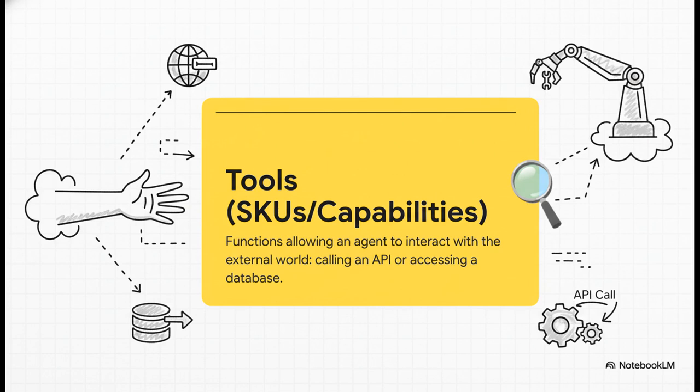This is also how we solve for memory. Short-term memory is pretty simple. You just pass context from one task to the next. But for long-term memory, you can give it a tool to query a vector database, effectively giving it a permanent knowledge base it can draw from.